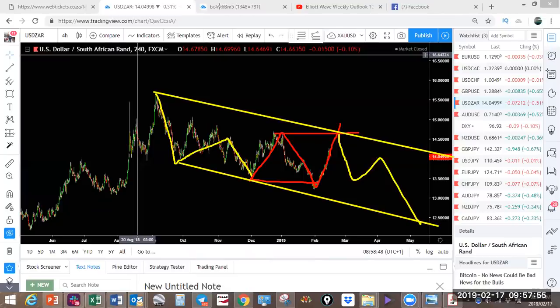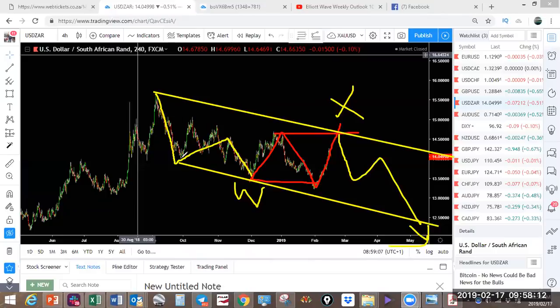So what is this structure in terms of the sequence? This will be 1, 2, 3 W, 1, 2, 3 X, forecasting that we're going to have maybe another Y. It does not have to be a zigzag. It can be any corrective structure. So let's see how that one plays out. It's going to be very interesting. The structure is very clear.